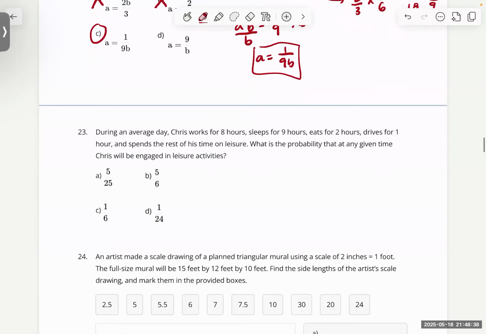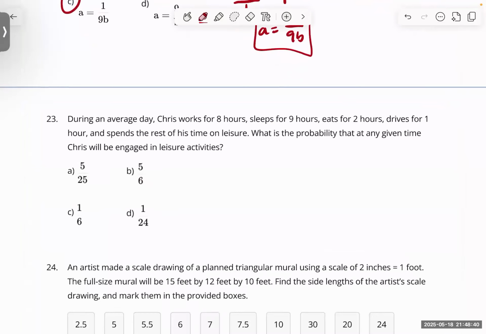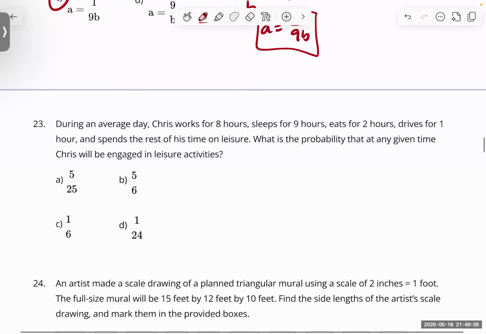Okay. Number 3. During an average day, Chris works 8 hours, sleeps for 9 hours, low key, that's me, eats for 2 hours, drives for 1 hour, and spends the rest of his time on leisure. What is the probability that at any given time Chris will be engaged in leisure activities? Well, the rest of the time on leisure, we don't know what that is, so we need to figure that out. During an average day means the whole day, right? So how many hours are in a day? 24.